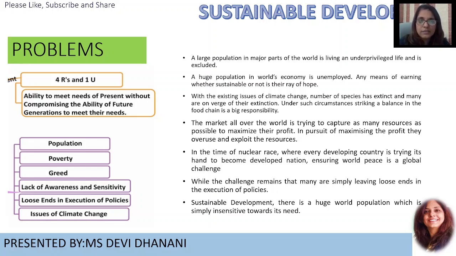Next is, with the existing issues of climate change, a number of species have become extinct and many are on the verge of extinction. Under such circumstances, striking a balance in the food chain is a big responsibility. The market all over the world is trying to capture as many resources as possible to maximize profit. In pursuit of maximizing profit, they overuse and exploit the resources. So this greed is difficult to tap.